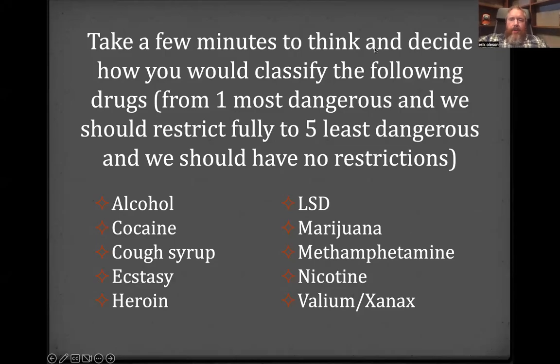Welcome to my lecture on pharmacokinetics and just a general introduction to pharmacology. First, I'd like you to take a few minutes to think and decide how you would classify these drugs from one being the most dangerous, and we should restrict fully, to five, the least dangerous, and we should have no restrictions for alcohol, cocaine, cough syrup, ecstasy, heroin, LSD, cannabis, methamphetamine, nicotine, and Valium or Xanax.